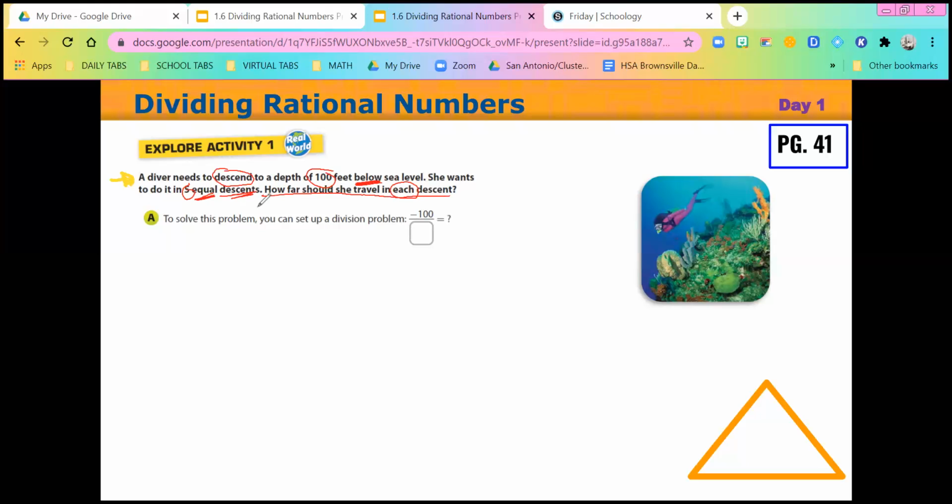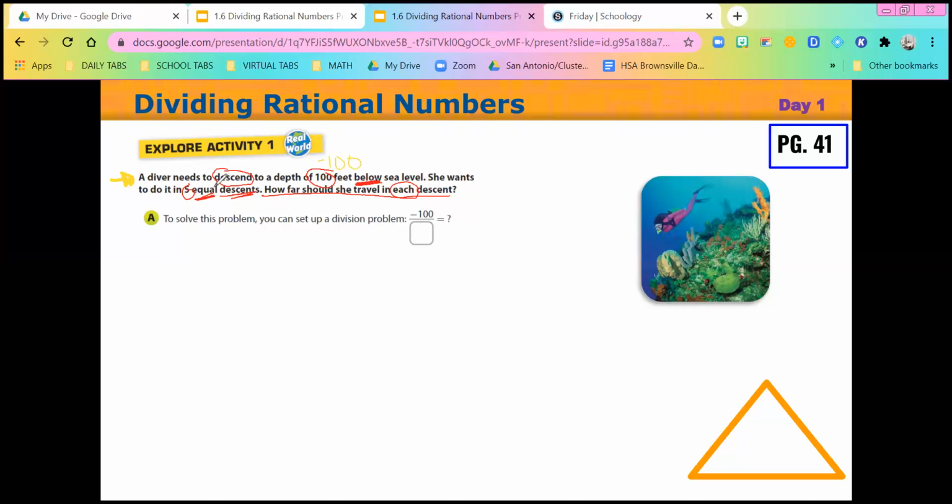Okay, so think about an ocean, right? When you are swimming, if she wants to go below sea level, that means she is going down. So to me, that's a negative number, because again, when you're below sea level, it is a negative number. So I'm going to write here, negative 100.